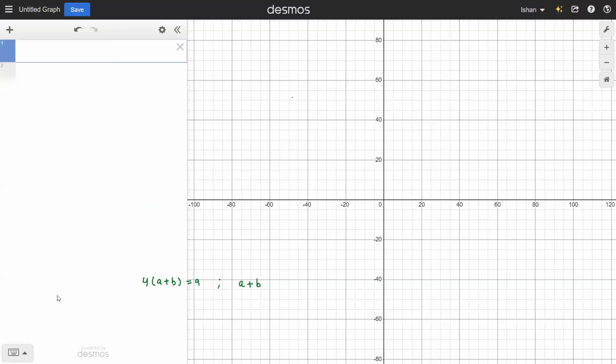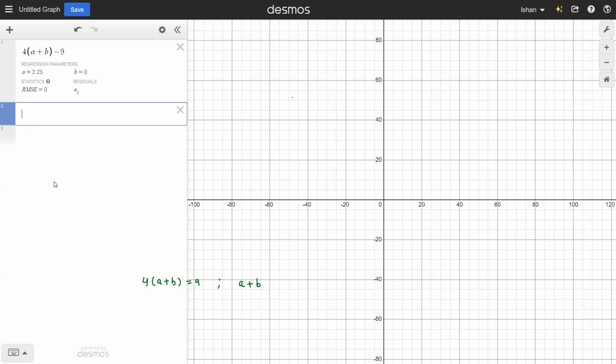As the variables are regression variables, we'll use the regression directly. So for a plus b, a sign of regression equals to 9. The value of a turns out to be 2.25 and b is 0. I need to find the value of a plus b, so I'll write directly a plus b. It is giving me 2.25.